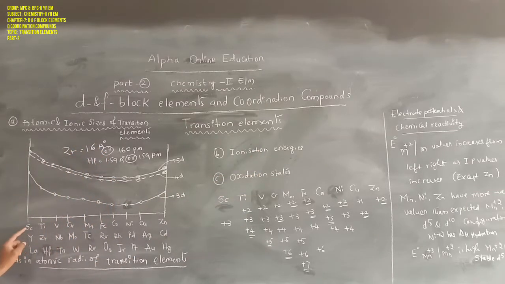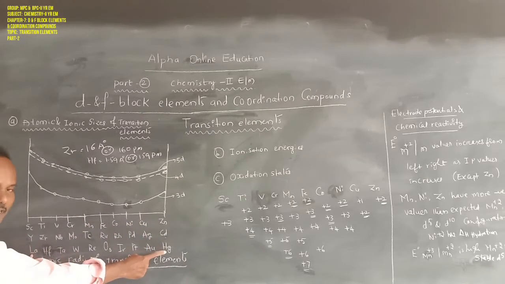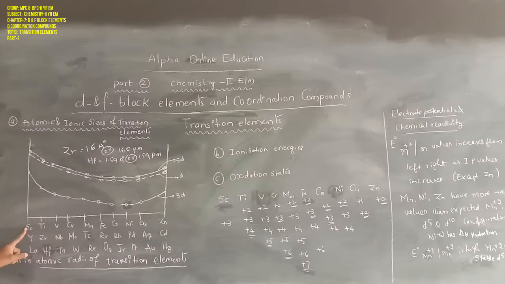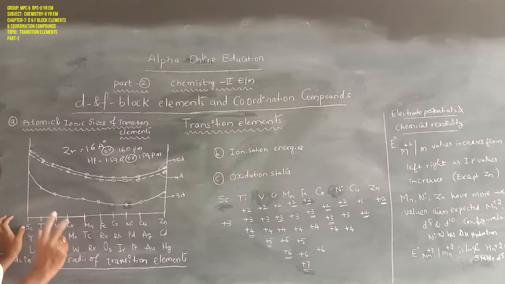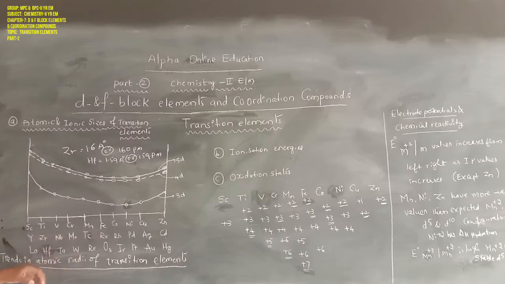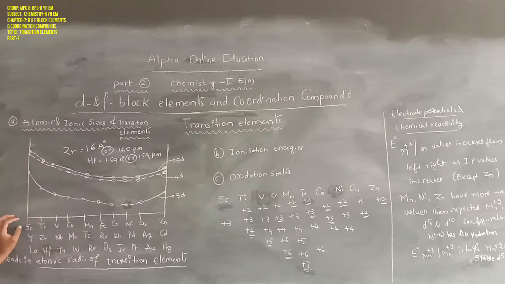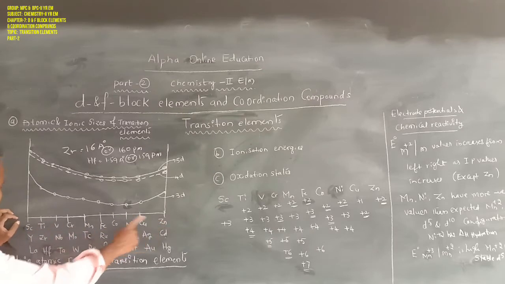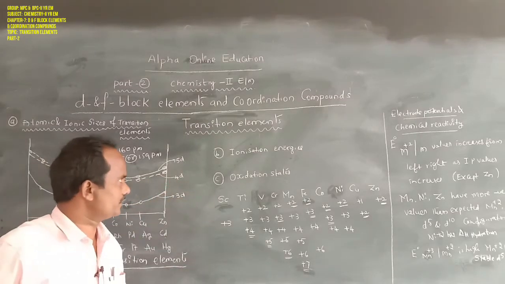Then, from scandium to zinc, yttrium to cadmium, and lanthanum to mercury, in the period from left to right, while increasing the atomic number, the size of the elements decreases, so their ionization energies are very high. Okay, ionization energies are high because of the smaller sizes. Scandium to zinc, yttrium to cadmium, lanthanum to mercury. Okay, this is about ionization energies.